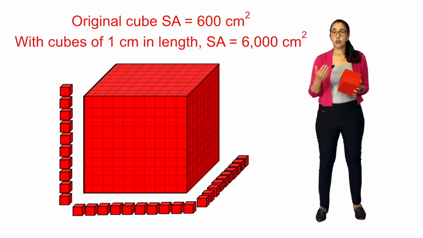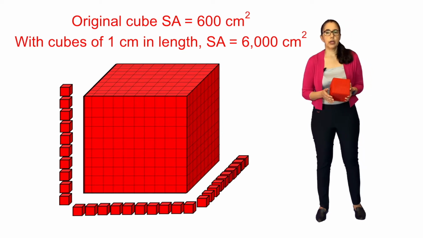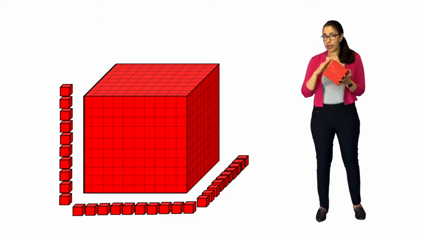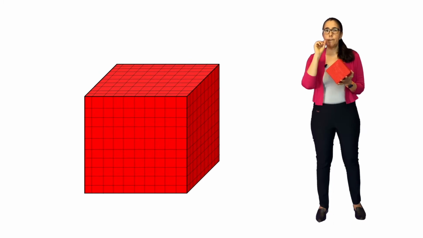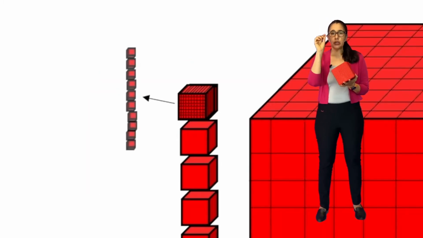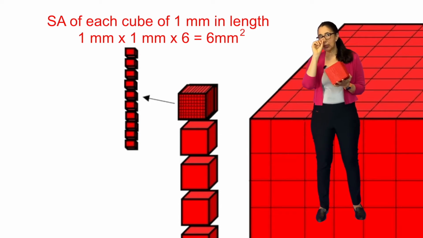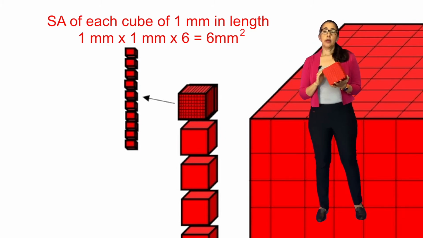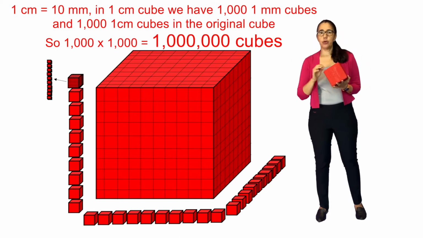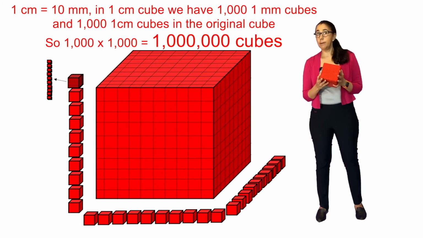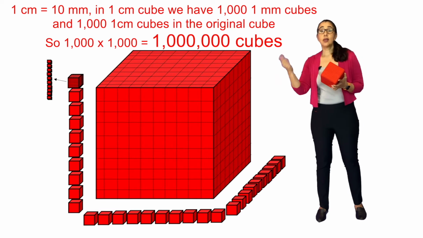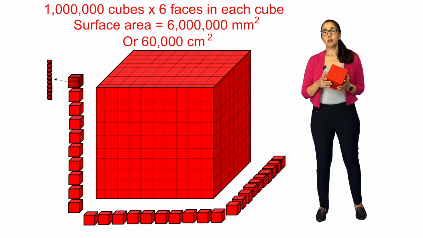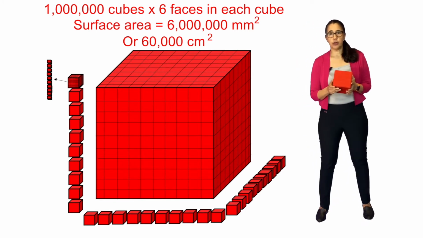So for example, in the case of the battery that we talked about, we will have more area to store the charge. How about if now we divide these same 1 centimeter cubes into 1 millimeter cubes? So the surface area of each one of those 1 millimeter cubes is going to be 1 times 1 times 6. So we have 6 square millimeters, and the total number of 1 millimeter cubes in here will be 1,000,000. So 1,000,000 times 6, that will be 6 million square millimeters, or 60,000 square centimeters.